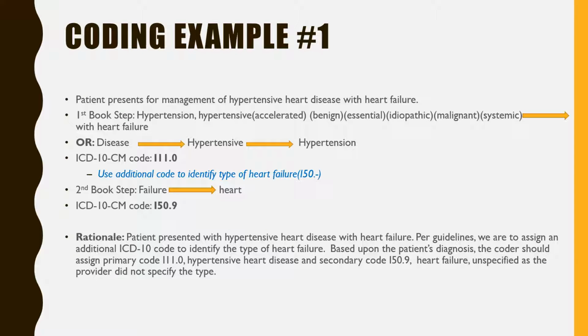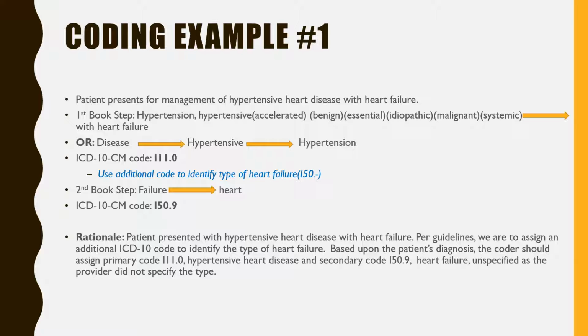In our first coding example, we have a patient who presents for management of hypertensive heart disease with heart failure. In our first book step, we're going to locate hypertension or hypertensive in the index volume of our ICD-10-CM manual. When we go to hypertension, we see that the description further states hypertensive: accelerated, benign, essential, idiopathic, malignant, and systemic, all of which fall under the category for hypertension.